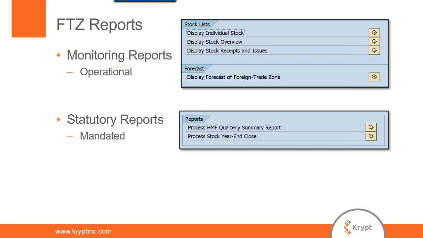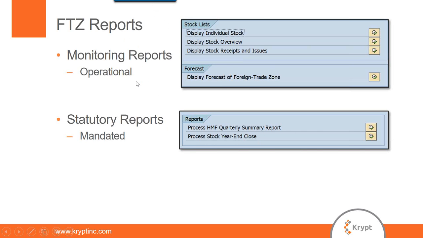Okay, so what are some of the reports that are available? The standard reports that are available are monitoring reports to help you monitor your day-to-day activity, and here are some of the key reports. There's also statutory reports, and these are reports that customs requires for you to support your inventory postings. And the most important ones are the year-end close and the quarterly summary report. So I'll show just quickly a few examples of those.